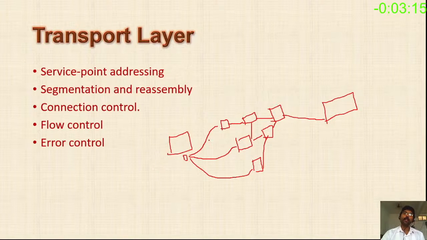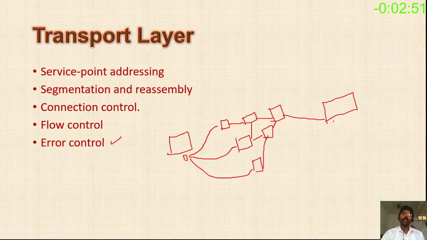So connection oriented protocols are safer than connection-less protocols. The next job of the transport layer is error control. What does error control actually mean? When you are transmitting data from source to destination, there is a possibility of some data loss.